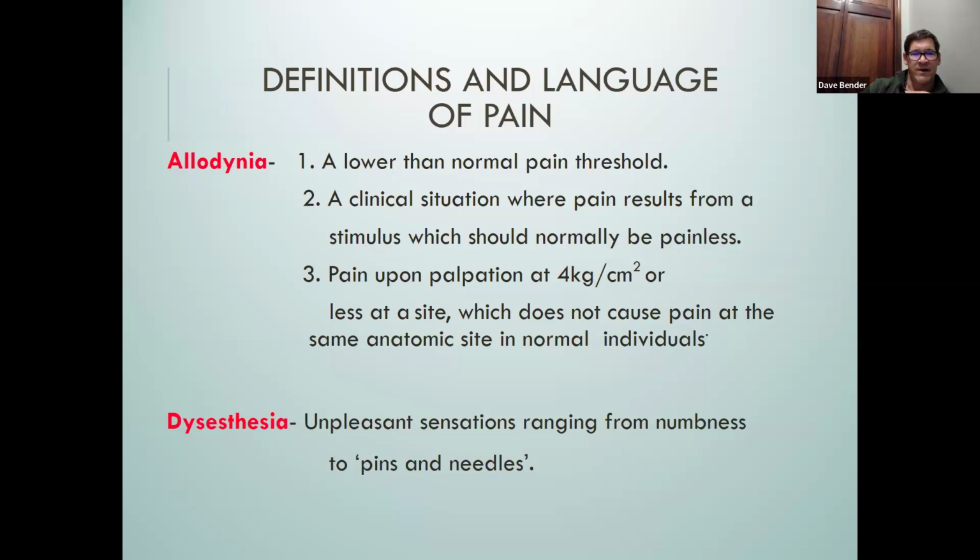You can go ahead and get dysesthesia. Dysesthesia is really kind of an umbrella term: any kind of unpleasant sensation to a stimulus. It could be numbness. It could be pins and needles. I've had a couple of people say it feels like water dripping on their leg. It's that kind of altered sensation that you typically think about when there's more proximal neural damage or compression.